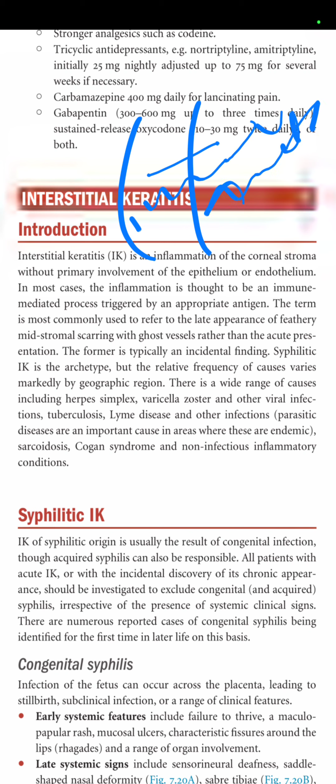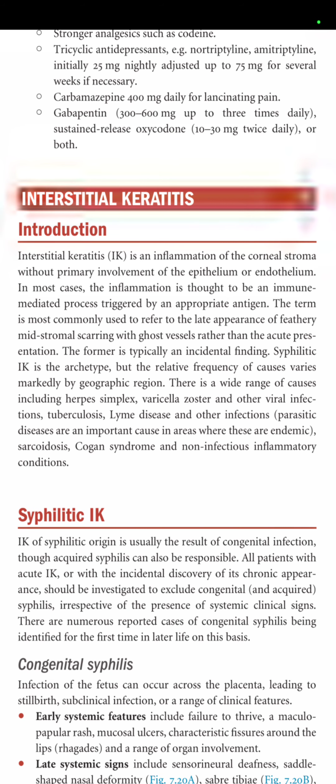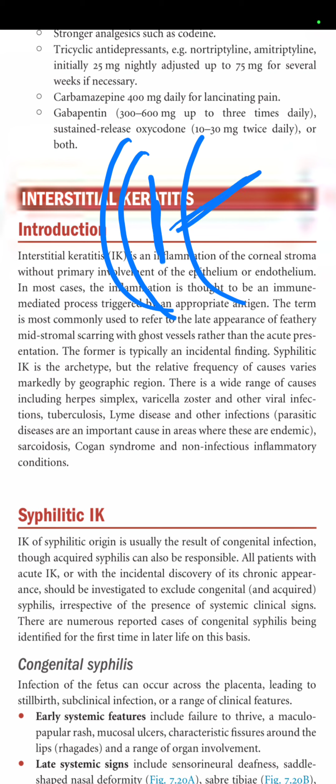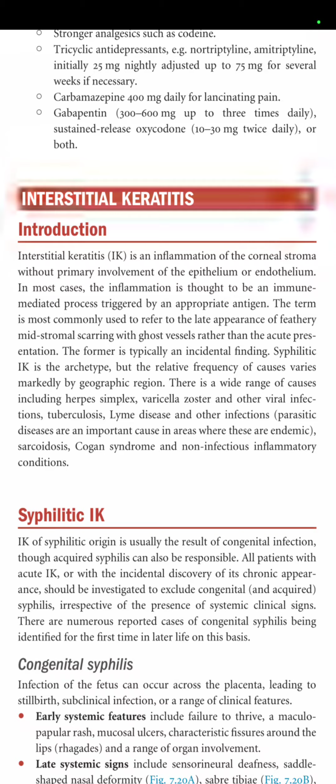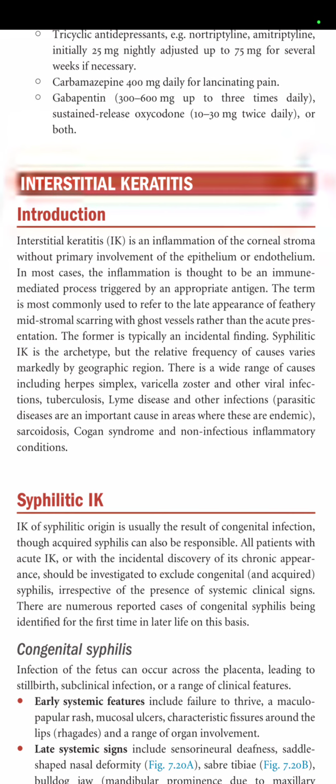The term most commonly refers to the late appearance of feathery mid-stromal scarring with ghost vessels, rather than acute presentation. So basically, it is usually present in the chronic form when the lesion has healed. There is a feathery lesion in the mid-stroma, and there will be ghost vessels around it. The former is typically an incidental finding.